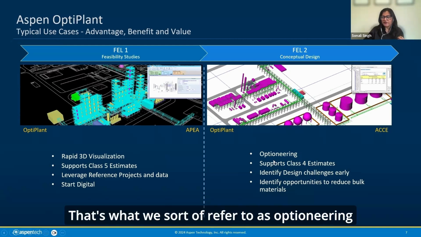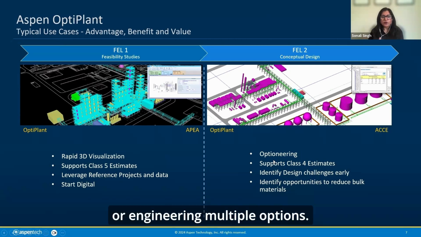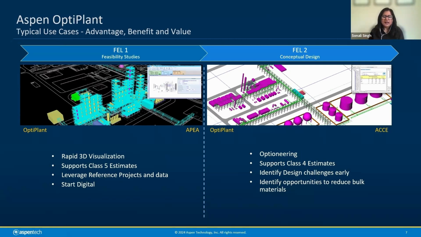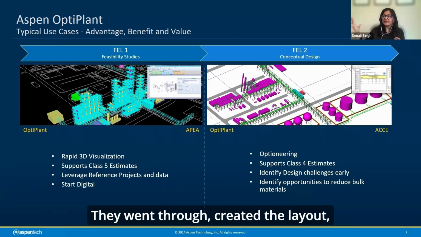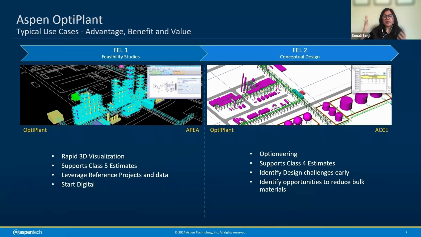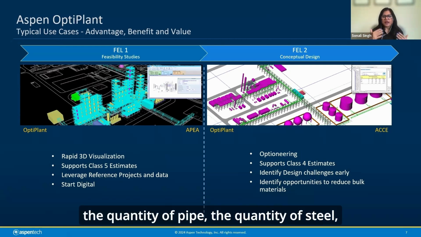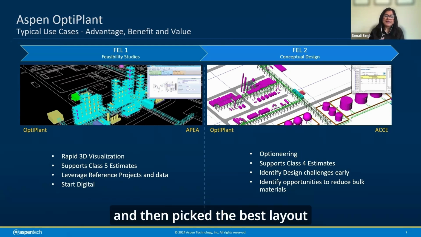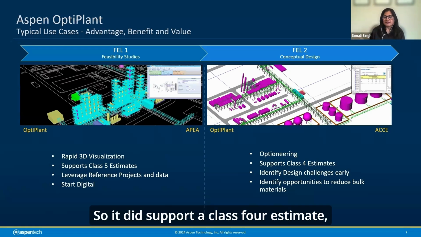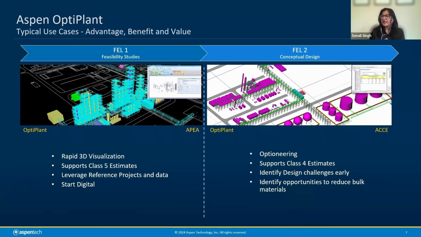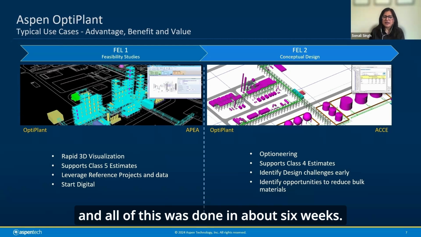That's what we sort of refer to as optioneering, or engineering multiple options. They went through, created the layout, auto-routed the pipe, compared things like module versus stick-built construction, the quantity of pipe, the quantity of steel, and then picked the best layout to move forward to the FEED stage. So it did support a class 4 estimate, and all of this was done in about 6 weeks.